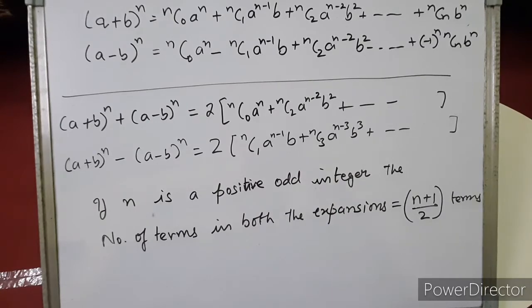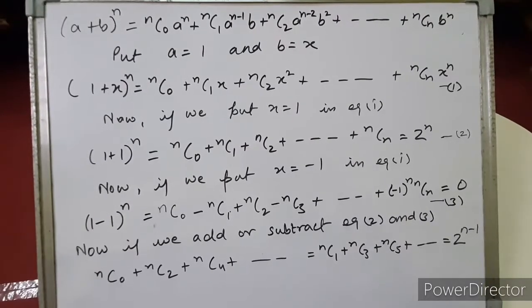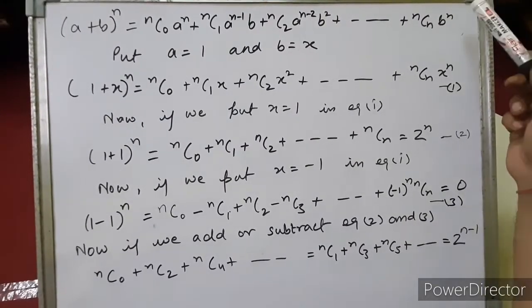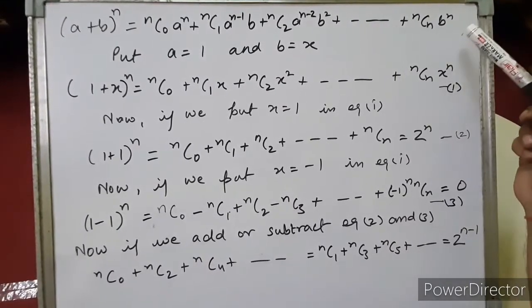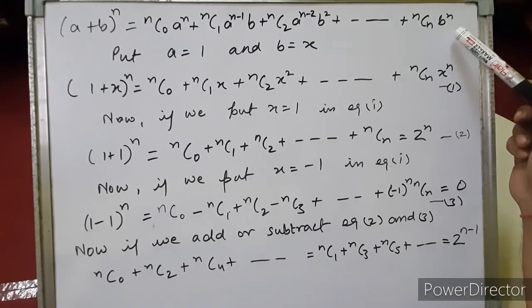Please note down. Now children, we know that the expansion of (a + b)^n is nC0 a^n + nC1 a^(n-1) b + nC2 a^(n-2) b^2 plus, and so on, plus nCn b^n.